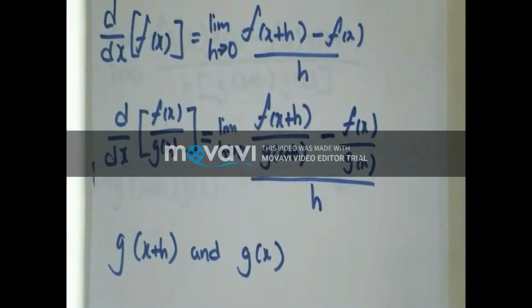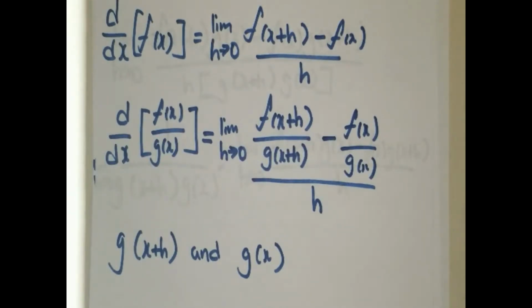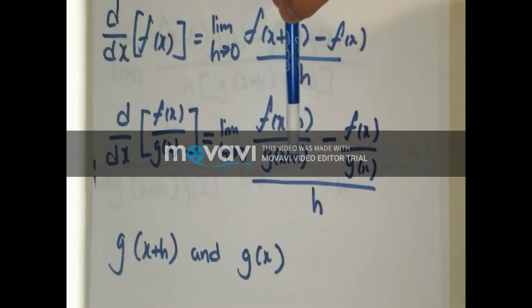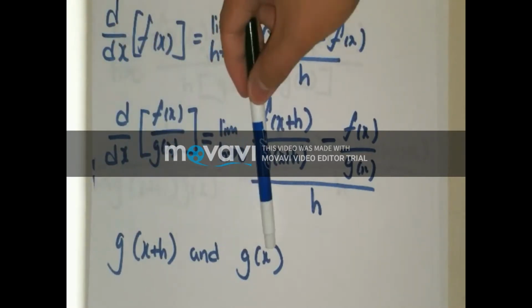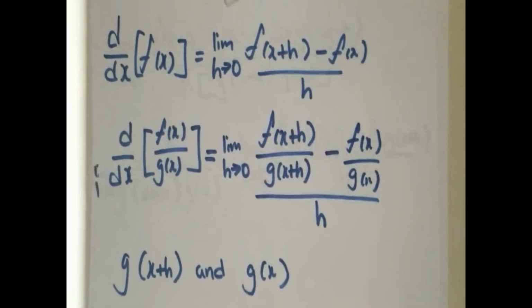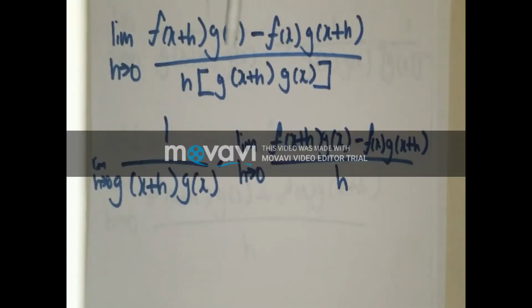And for the quotient rule, d over dx of f(x) is the limit as h goes to 0 of (f(x+h) minus f(x)) all over h. For the quotient rule, we're trying to find d over dx of f(x) over g(x), which equals the limit as h goes to 0 of (f(x+h) over g(x+h) minus f(x) over g(x)) all over h. By multiplying by g(x+h) and g(x), the equation would look like the limit as h goes to 0 of (f(x+h) g(x) minus f(x) g(x+h)) all over h times g(x+h) g(x).